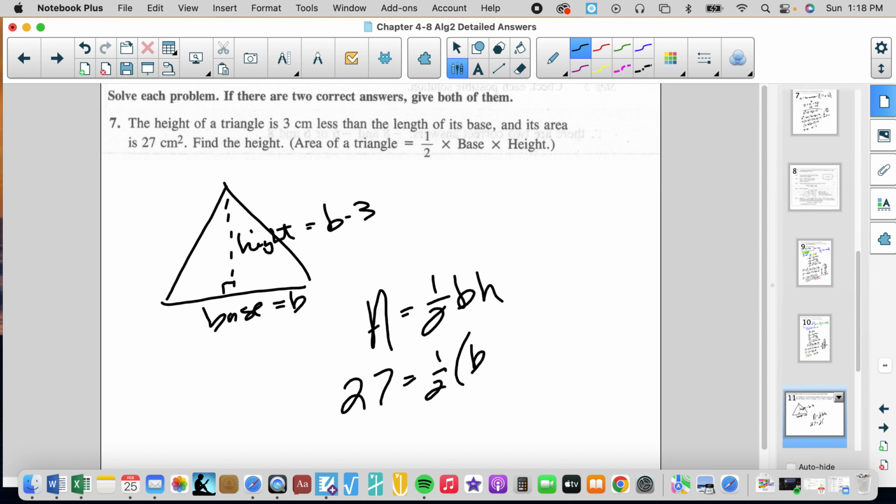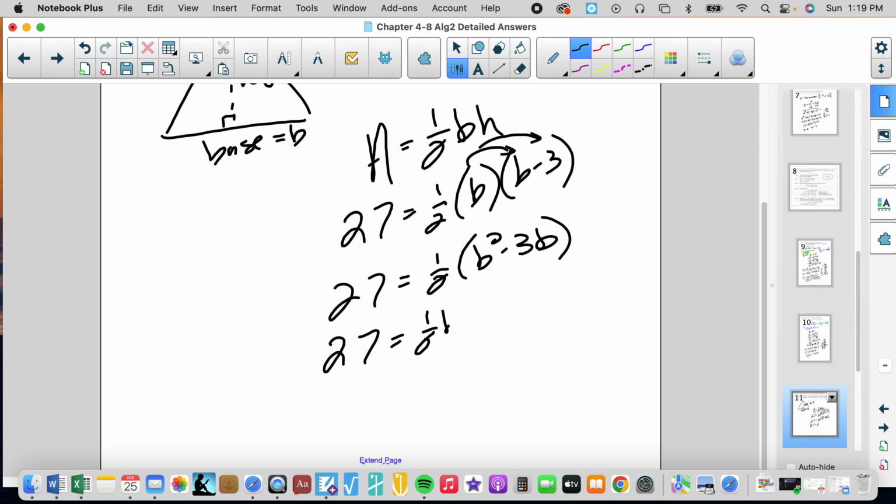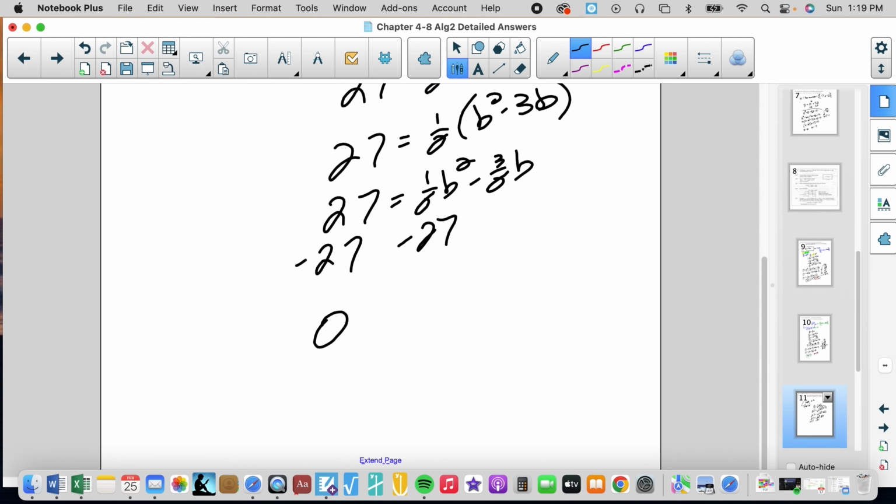1/2. The base is B. The height is B minus 3. Oh, we got some multiplication to do here, folks. So 27 equals, we'll distribute that first. We have 1/2 times B squared minus 3B, minus 3/2 B. Minus 27 minus 27. 0 equals 1/2 B squared minus 3/2 B minus 27.